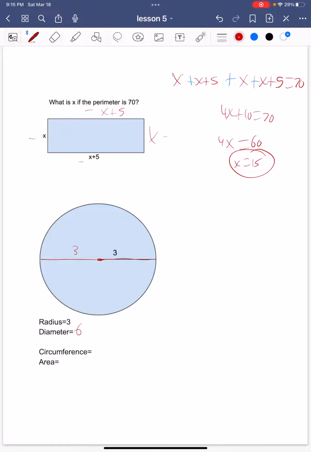Circumference is 2 pi r. Circumference equals 2 pi times the radius, which is 3. So the circumference is 6 pi. The area is equal to pi r squared, which is area equals pi times 3 squared, which is equal to 9 pi.